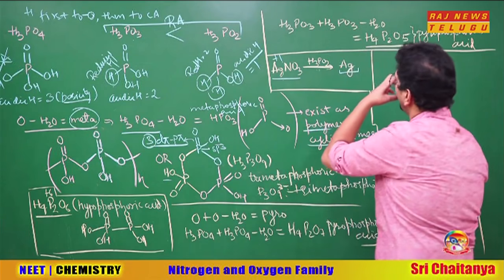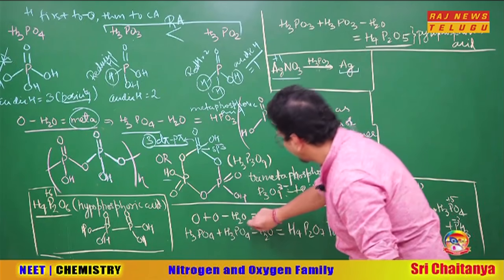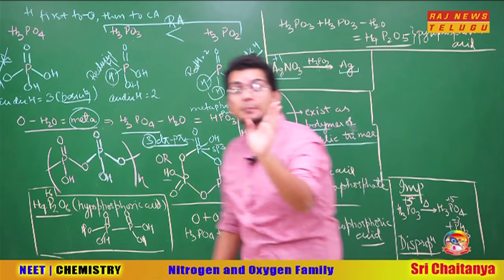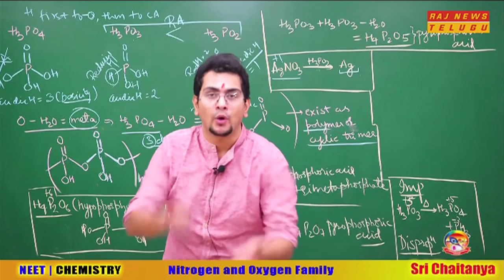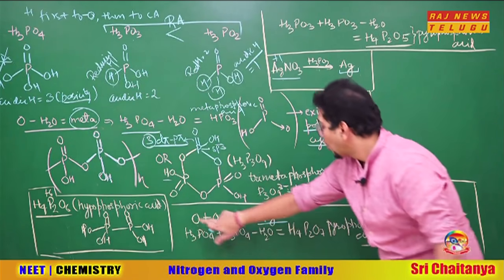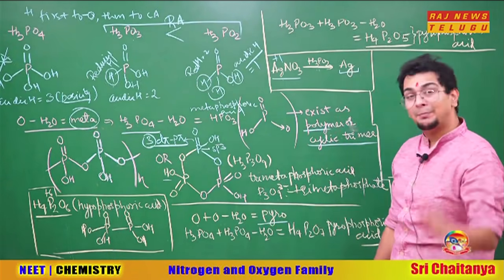Going ahead. So look, ortho plus ortho minus water is known as pyro acid. Ortho minus water, meta acid. Brother, meta, not para, meta, pyro. Inorganic chemistry is going on. Don't mix and make a khichdi. So understand, ortho plus ortho minus water is called pyro acid.